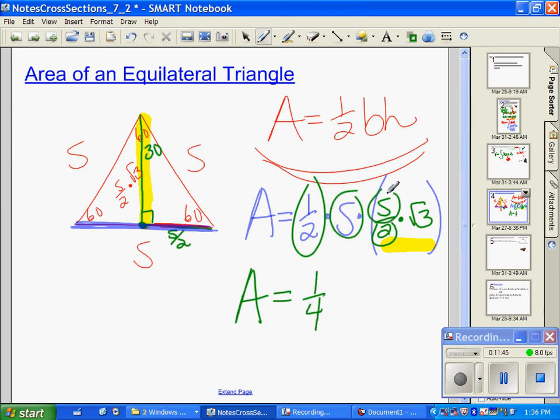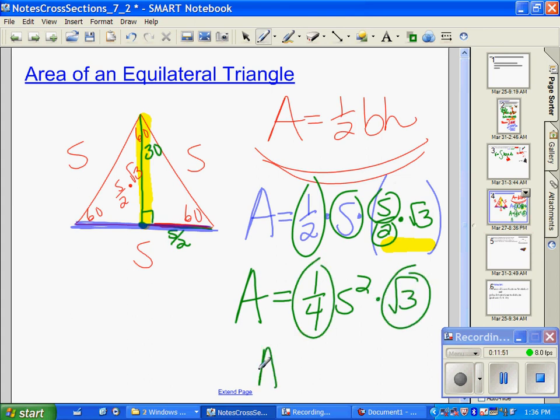S times S would be S squared. Now I could have saved some time here, because √3 times 1/4, I could have come up with this right away: √3 over 4 equals S squared. So you just derived a formula, and maybe you've done this in geometry even. It's just not a typical one that we would use. You just derived a formula for the area of an equilateral triangle, given a side.